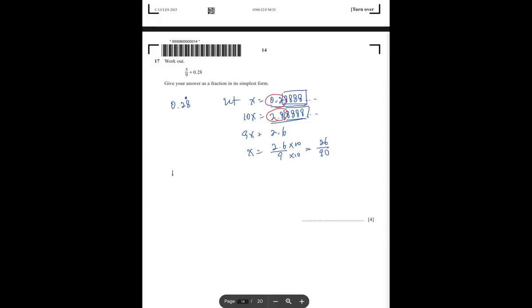So 5 out of 9 plus 0.28 recurring is the same as 5 out of 9 plus 26 out of 90. I just need to make my denominator the same. 50 over 90 plus 26 over 90. And then just add: 76 over 90.